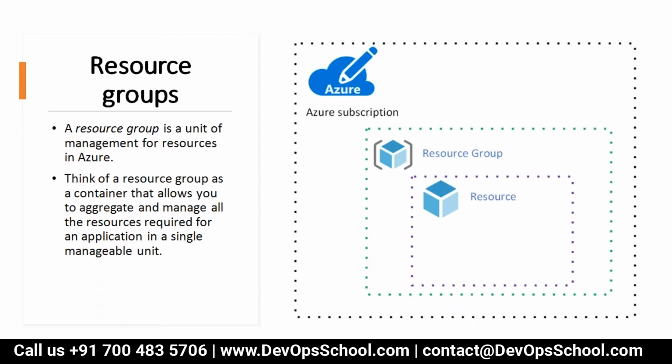Now we are going to discuss the resource group. A resource group is a unit of management for resources in Azure. Think of a resource group as a container that allows you to aggregate and manage all the resources required for an application in a single manageable unit. See, with this diagram, try to understand. First, you should have an Azure subscription. Azure subscription means, if you want to create any instance or want any services from the Azure cloud provider, you should first have a valid account. That is known as an Azure subscription.